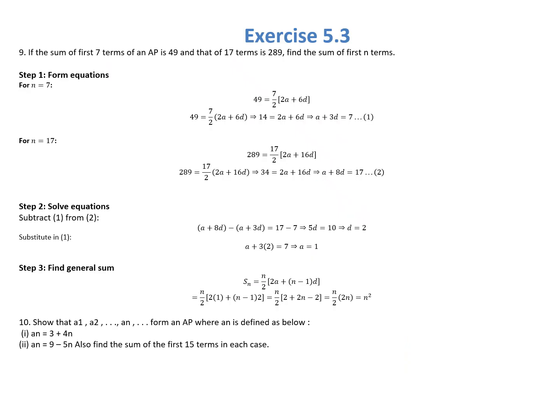Okay, so in this question, the sum of the first 7 terms of an AP is 79 and that of the first 17 terms is 289. We have to find the sum of n terms. For n equal to 7, we have the first equation, and for n equal to 17, we have the second equation. Solve both equations to get the value of a, and substitute that value to get d. Then we find the general sum: Sn is equal to n by 2 (2a plus (n minus 1)d). When we solve this, we get n square as the sum of the general term. Next, we have to show that a1, a2, ... an form an AP and find the values below. So we'll move to the next slide to find the solution.